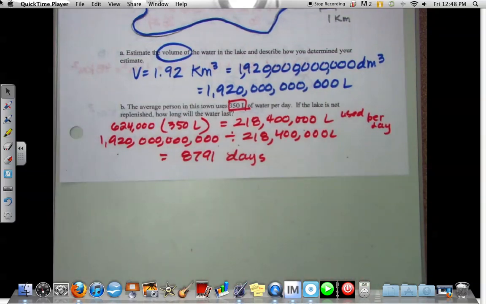And if you wanted to determine the number of years, what would you do? Divide by 360. It'll last about 24 years. Okay. So are they good on water for a little while? No. They've got a quarter of a century to live, right?